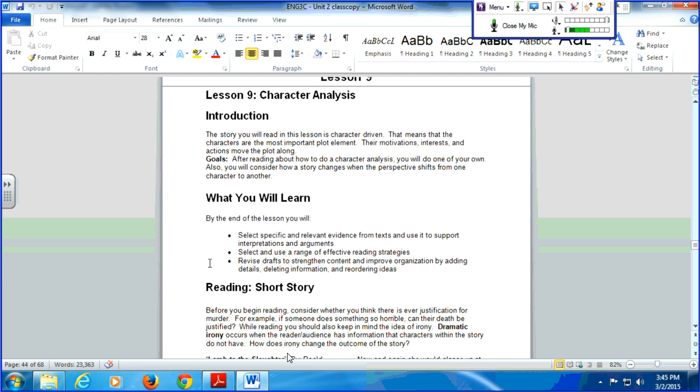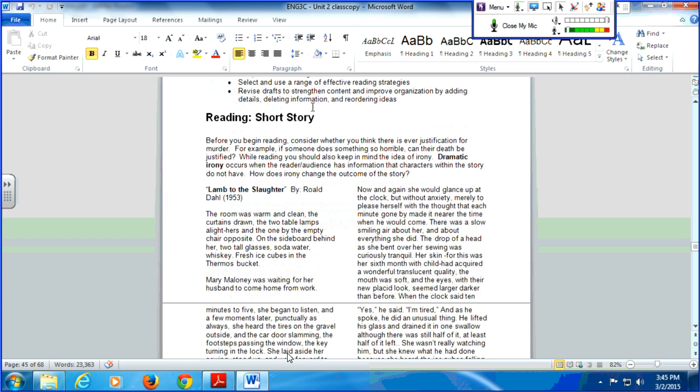Looking at the short story, it says, before you begin reading, consider whether you think there is ever a justification for murder. For example, if someone does something so horrible, can their death be justified? When reading, keep in mind the idea of irony. Dramatic irony occurs when the reader or audience has information that characters within the story do not have. How does irony change the outcome of the story?